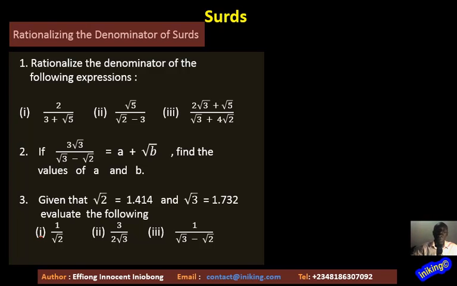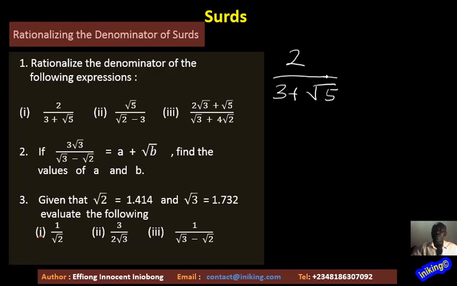The first one states that 1 is what? 2 all over 3 plus the root of 5. Why do we call this expression one that needs to be rationalized? If we look at this, the denominator has an irrational number, even though we have 3 being rational. Since root 5 is an irrational number, then we say that the whole of the denominator is irrational. So we need to rationalize this.